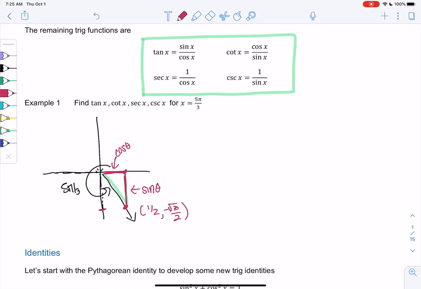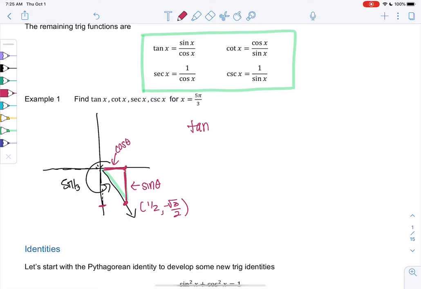So let's see, how can we find tangent? We'll just use all this to find tangent. So tangent of x is sine over cosine, so -√3/2 over 1/2. All of this comes from the unit circle, so hopefully we've been practicing that. And the twos cancel out and we get -√3.